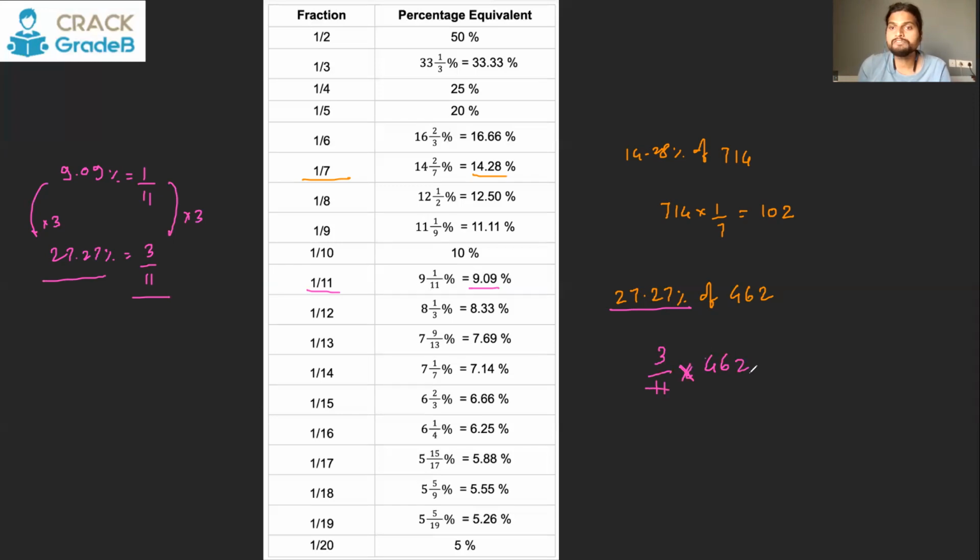And you know, if you divide this with 11, 11 4s are 44, 11 2s are 22, and 42 into 3 will be 126. So 126 will be the answer. Easy? So I'm leaving this table up to you. Please memorize it before even starting the practice of arithmetic, because this is going to be useful in every part of arithmetic.